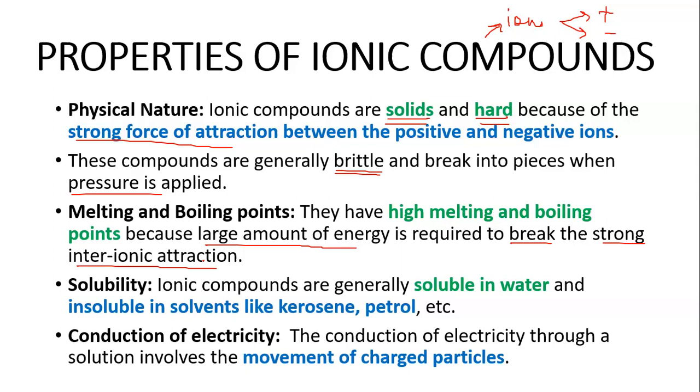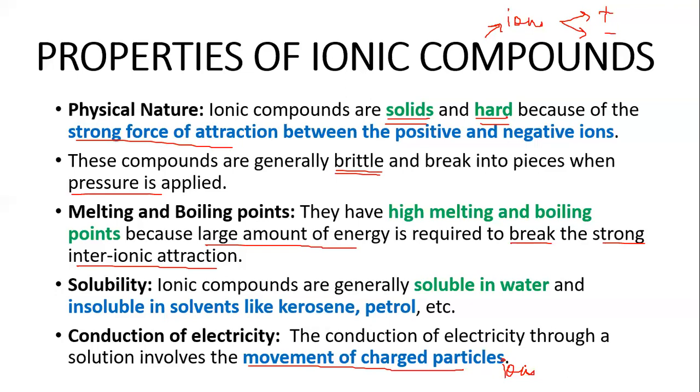Fourth point is related to conduction of electricity. Ionic compounds can conduct electricity when they are dissolved in water or when they are melted. You remember electrolytes? Any compound that can break into ions. If in any solution charged particles are present, the movement of charged particles gives rise to electric current. So conduction of electricity through a solution involves the movement of charged particles. Ions should be present and the flow of ions will give rise to electric current.